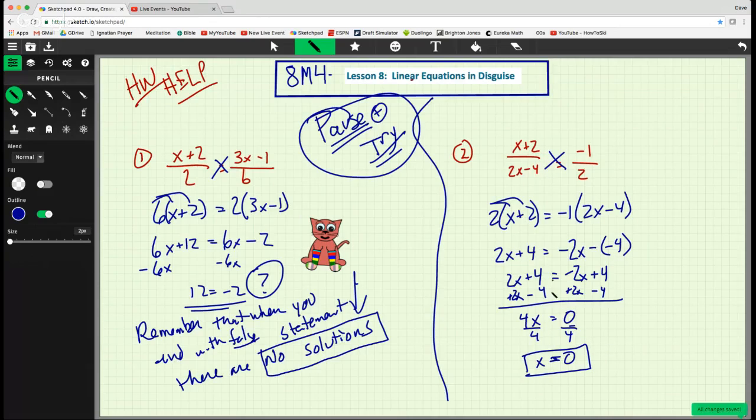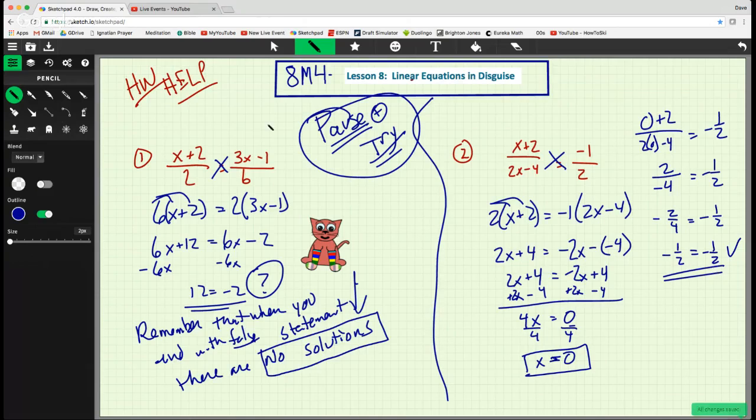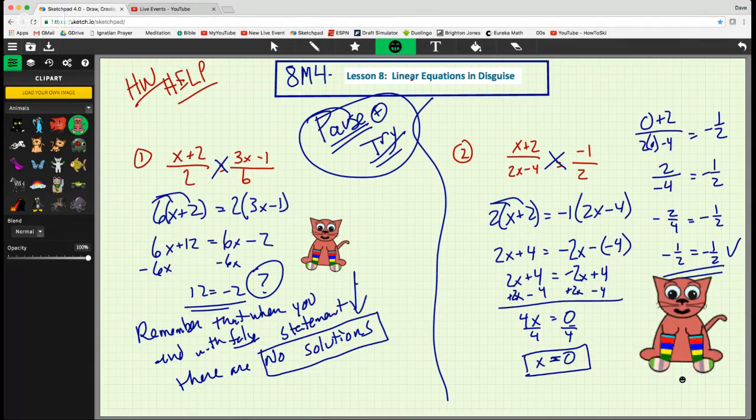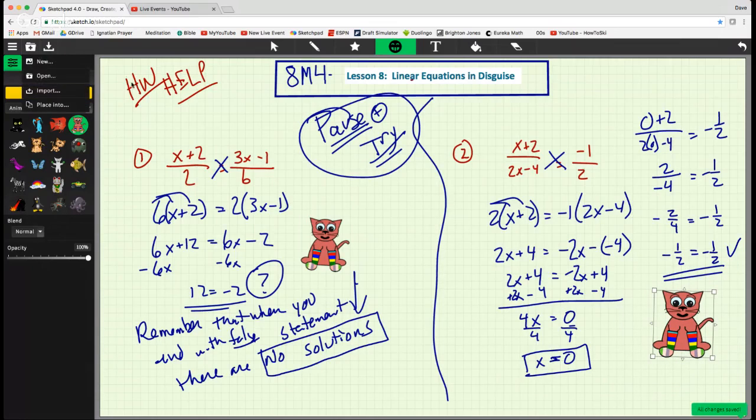Let's check our answer. That seems suspicious. Let's see, 0 plus 2 over 2 times 0 minus 4. Does that equal negative a half? Does 2 over 2 times 0 minus 4, negative 4, equal negative a half? Well, 2 divided by negative 4 is negative 2 over 4 equals negative 1/2. Yes, because I can simplify the left side to negative a half, and that all checks out. Happy cat. Spinning happy cat.